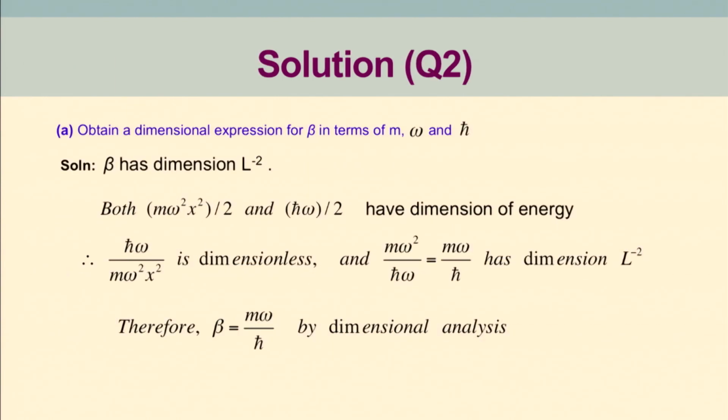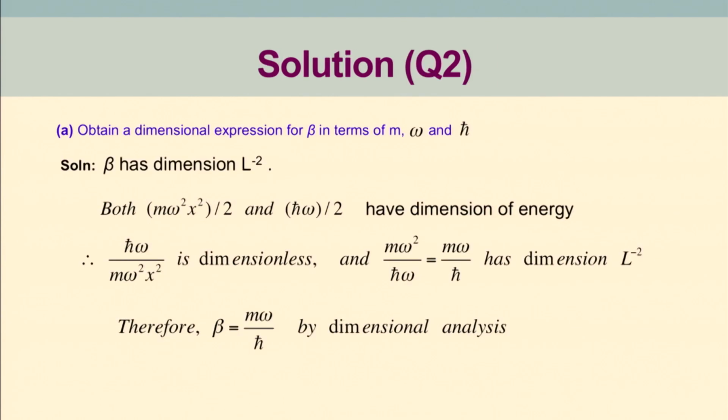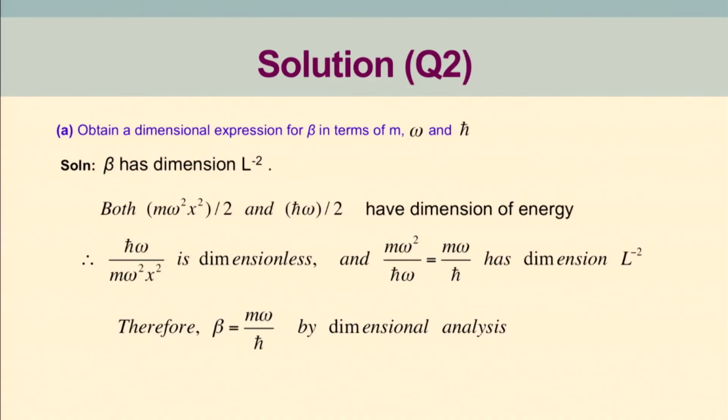So the first question was, obtain a dimensional expression for beta in terms of m, omega and h cross. Now if I go back to this expression, the psi(x) has a beta in the exponential also, e to the power minus beta x squared by 2, which clearly says that beta has a dimension of L to the power minus 2, where L is the length dimension. So beta has a dimension L to the minus 2. Now it is known that m omega squared x squared by 2 and h cross omega by 2 both have the dimension of energy, because you have seen that half h cross omega, 3 by 2 h cross omega are the energy eigenvalues for this harmonic oscillator problem. So both of these, half m omega squared x squared and h cross omega by 2, have the energy dimension, which means that h cross omega divided by m omega squared x squared is dimensionless if you just take the ratio of these two energies.